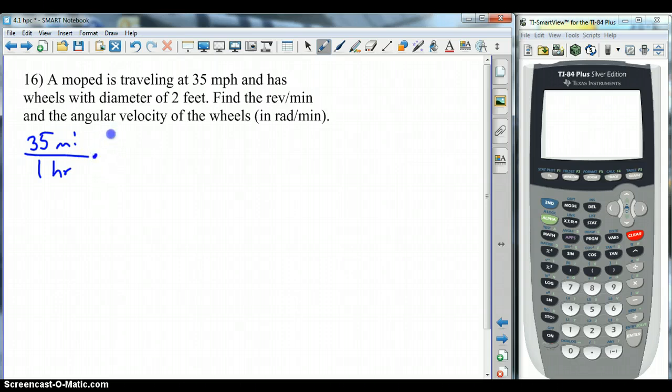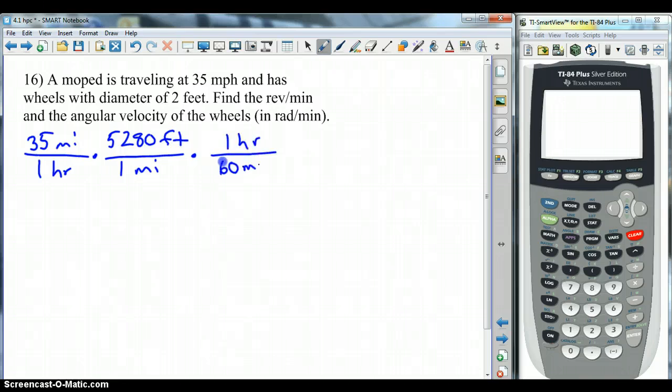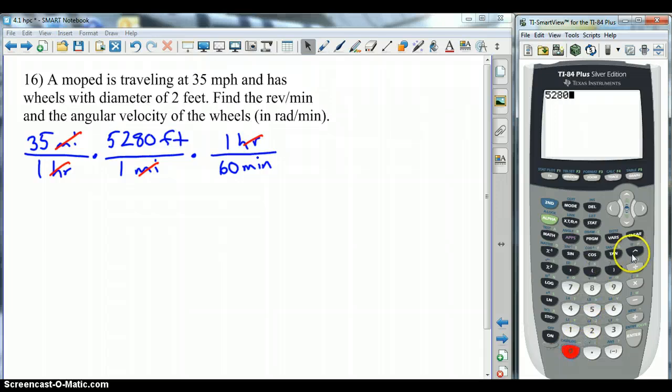So one thing I know is that there are 5,280 feet in 1 mile. That will change us into feet. And the other thing I know is that for every hour there are 60 minutes. And if we go through and look, that'll knock out hours and miles, and we'll simply be left with feet per minute. So I'm going to go ahead and punch this in the calculator.